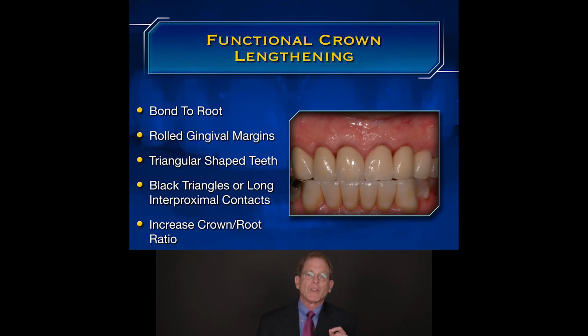The third problem that we have to deal with is the roots get narrower as we move apically, and therefore the crowns become triangular shaped. The fourth problem is that since we instrumented interproximal bone and soft tissue, we end up with black triangles, and we either accept them or we have long interproximal contacts. And of course, the fifth problem is the increased crown root ratio. These always are issues we have to deal with when we do functional crown lengthening.